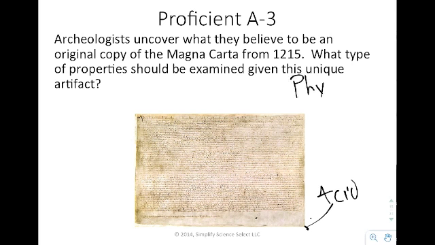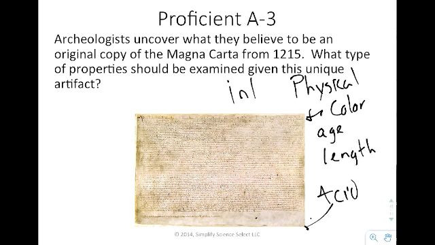Now, if you're looking at the physical properties of this thing, you'd want to look at the color. Okay, you may want to look at somehow if you can figure out the age, the length, the ink. What color is it? What color is the ink? What color is the paper? Those sorts of things are things you're going to examine. You don't want to measure what we're going to call chemical properties because that would destroy part of the sample.